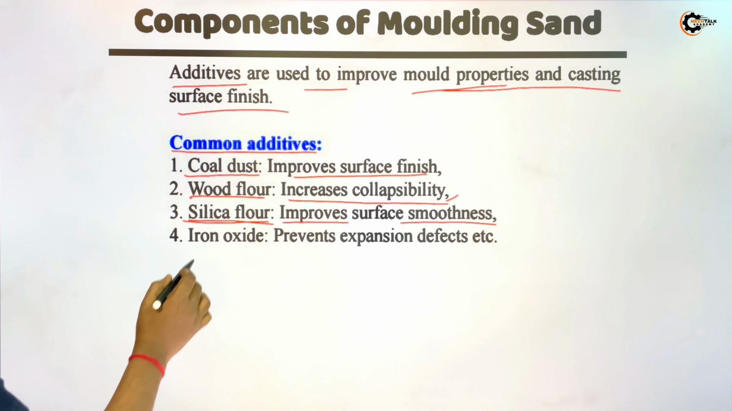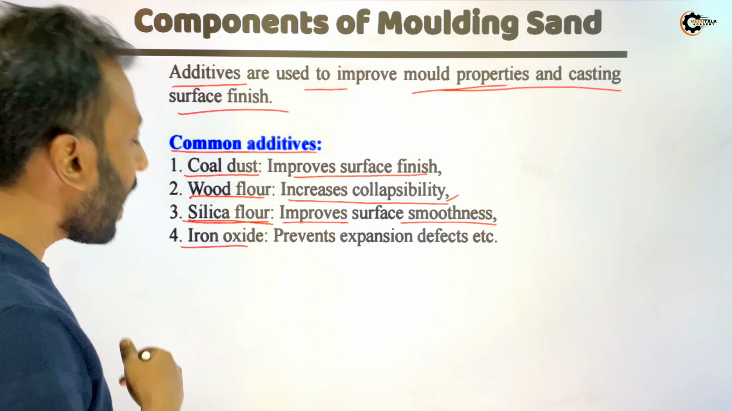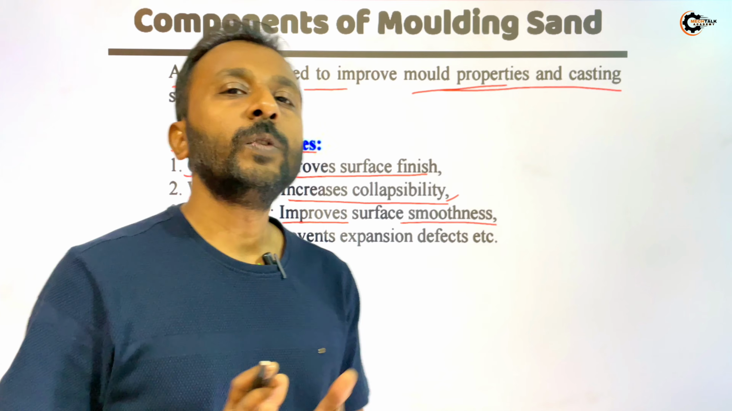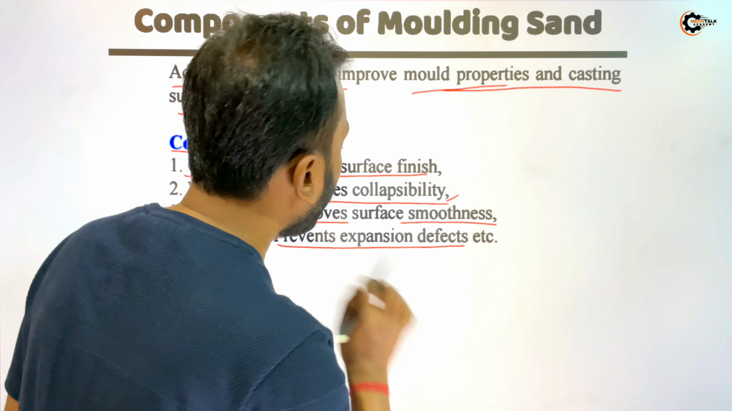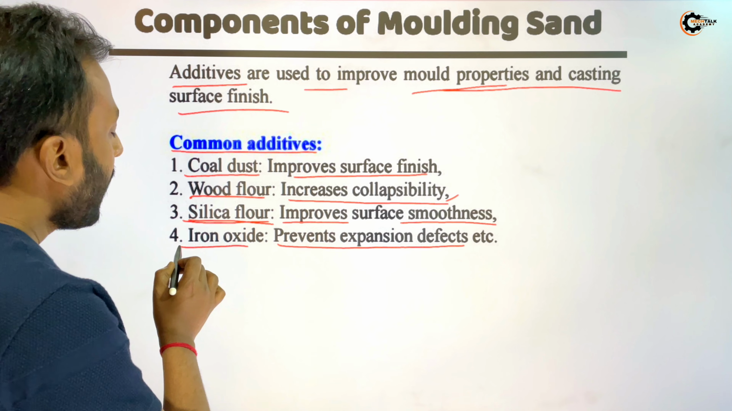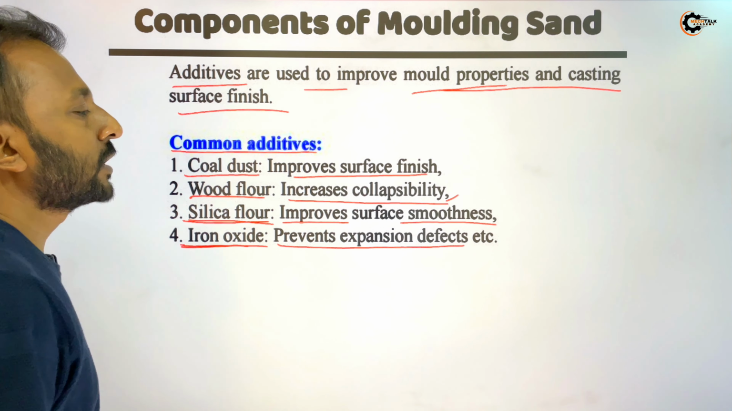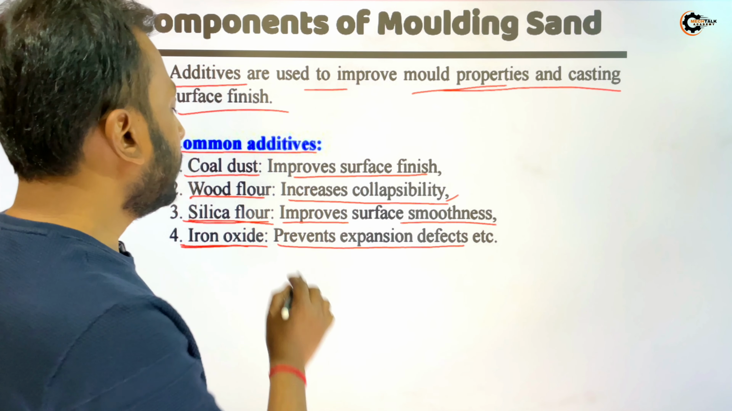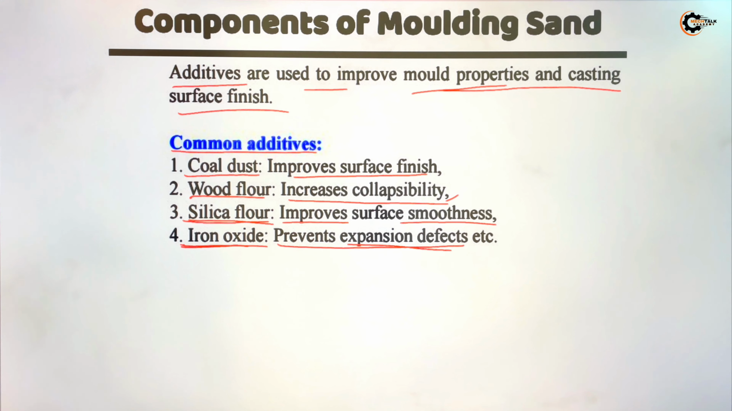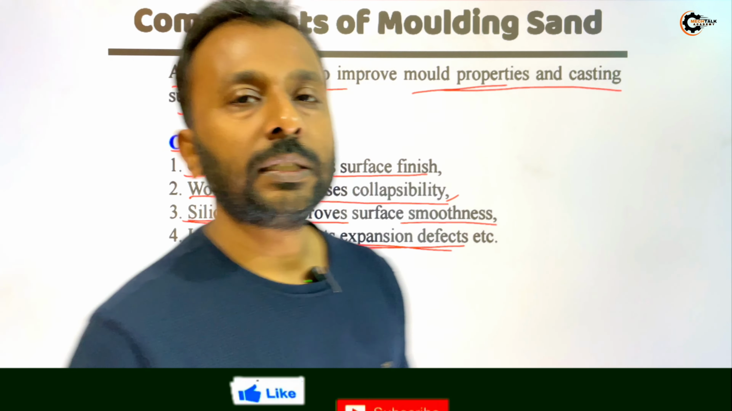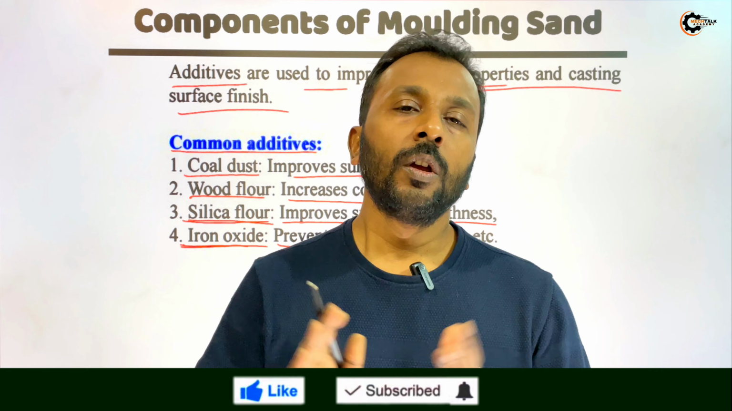Next is iron oxide. We add iron oxide to the molding sand to prevent expansion defects. When we add iron oxide to the molding sand, it eliminates the expansion defects. So these are the molding sand and its common components.